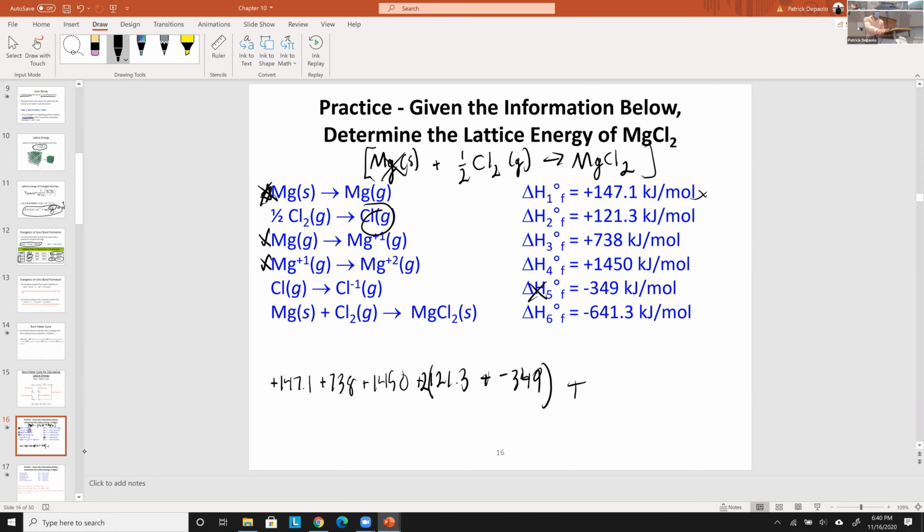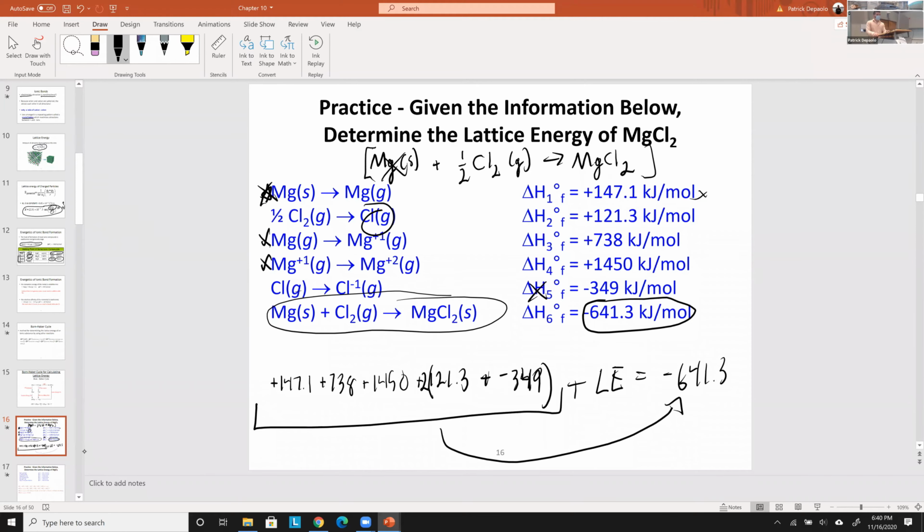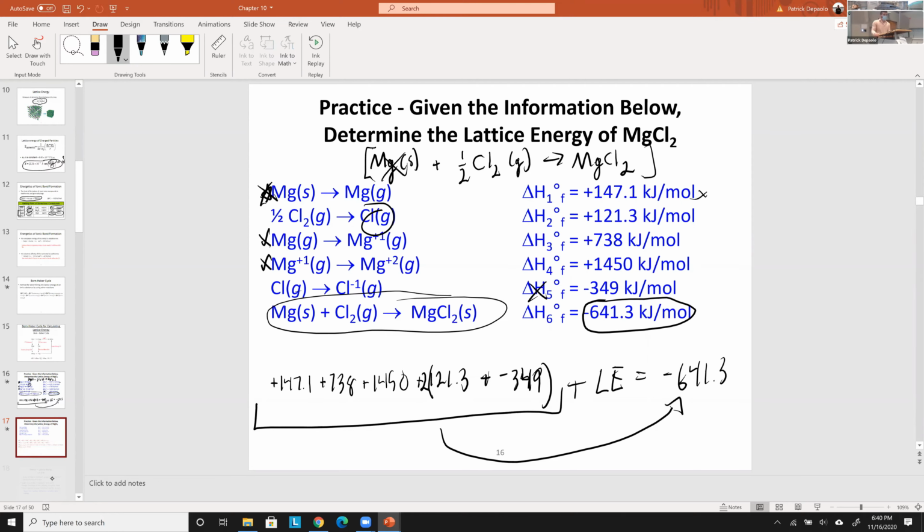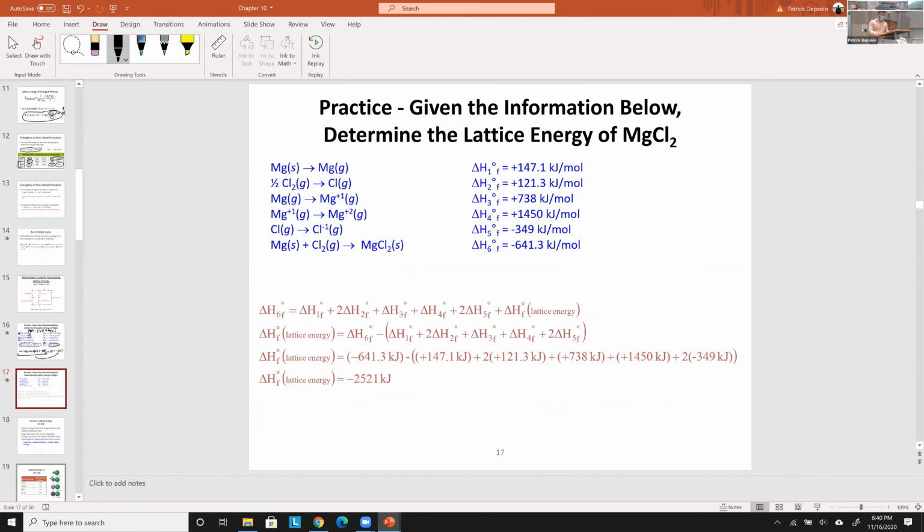Okay, and then the last thing we're going to add is the lattice energy, which is right here. So this one. Or no, this is the end. This is the formation. So we're being asked for the lattice energy. So the lattice energy will equal the heat of formation minus 641.3. And then basically we would solve this. We would tally up all this, move it over, subtract it, and then we'd have the lattice energy equals whatever that is. And this is the work for that. And you end up with negative 2,521.